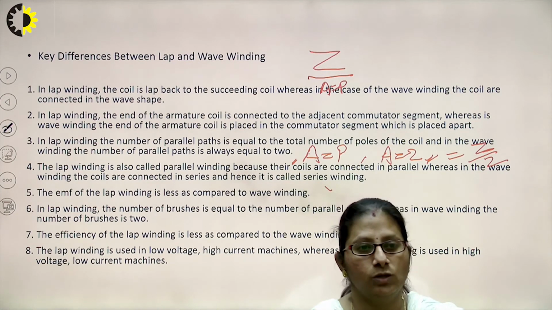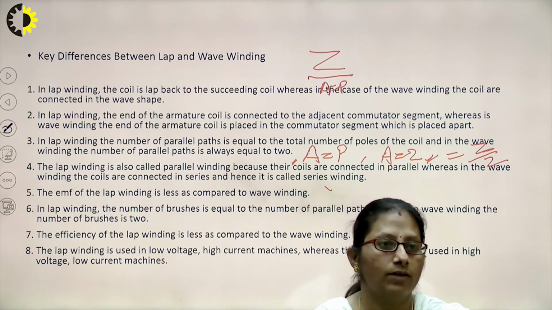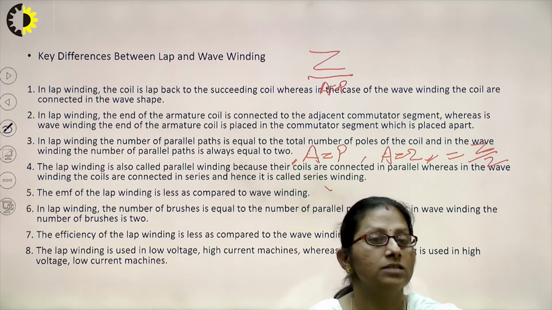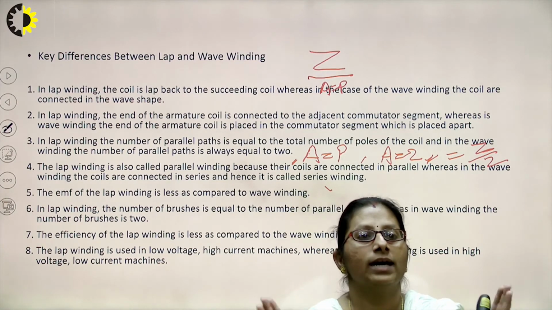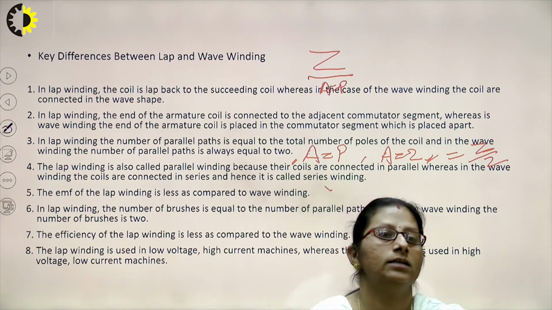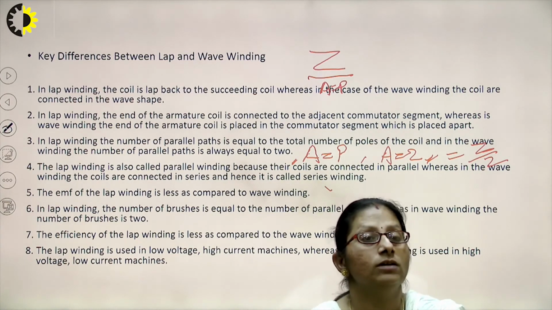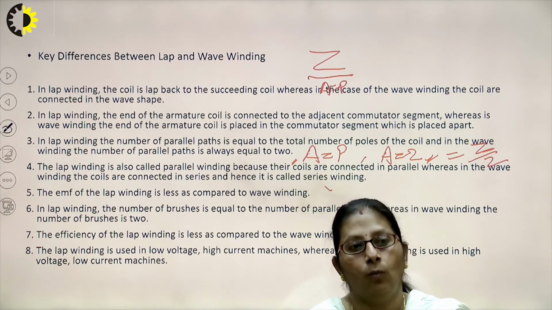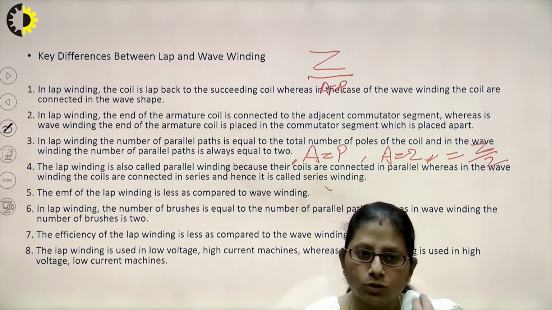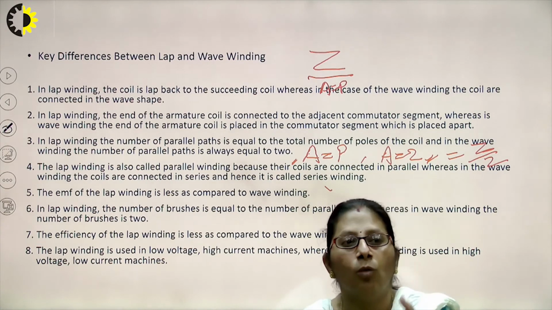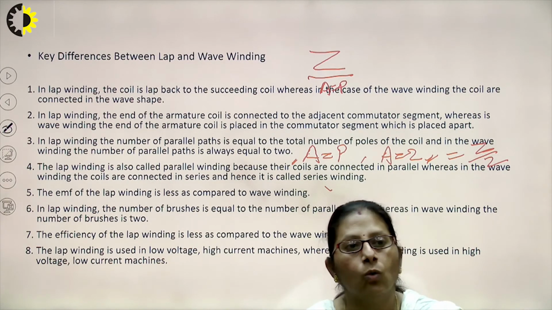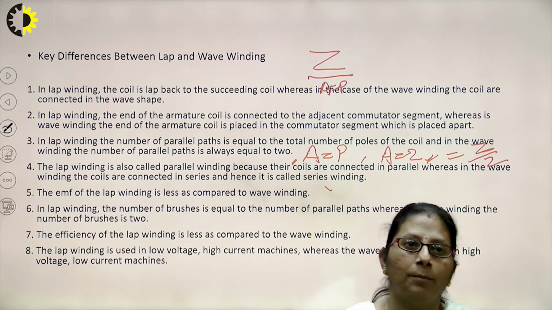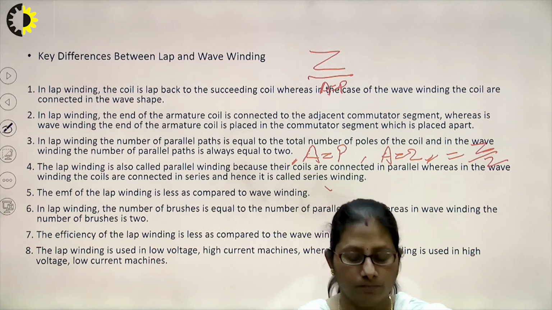Low voltage, we have seen, because the number of conductors in series is less, but the number of parallel paths is more. It means the total or collective current taken by the lap wound armature can be increased because the number of parallel paths is more, whereas in wave wound, as the number of parallel paths is only 2, I am restricted to small current or low current application machines. So these are the key differences between the lap and the wave wound armature.